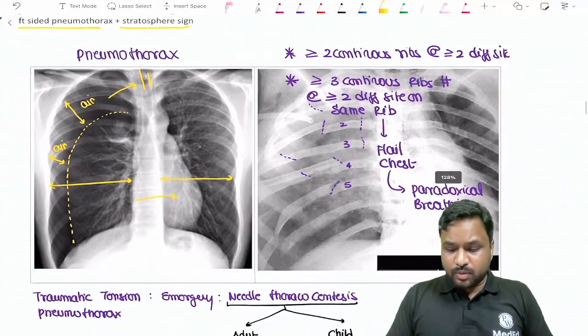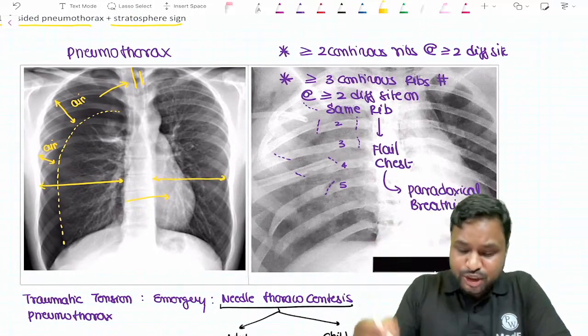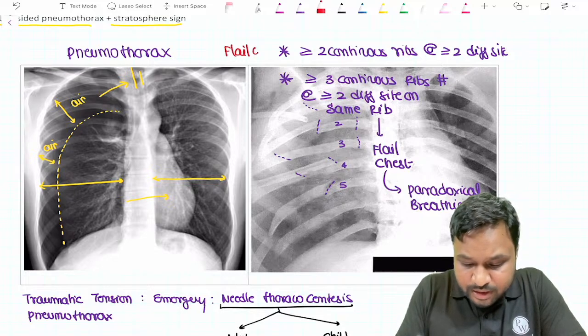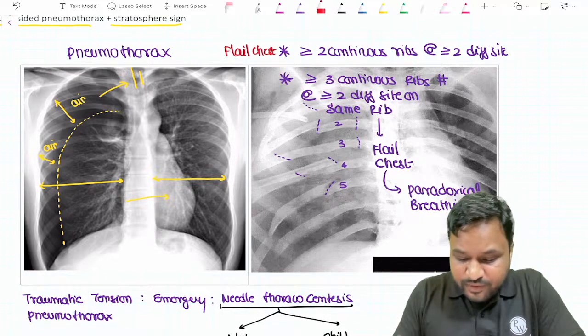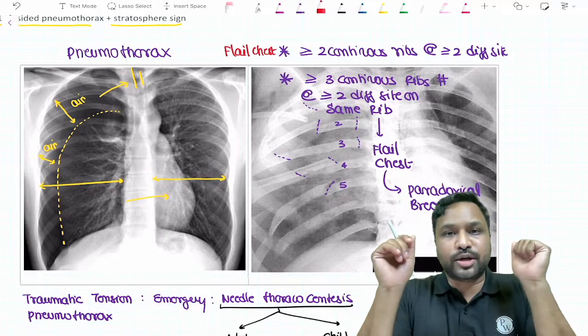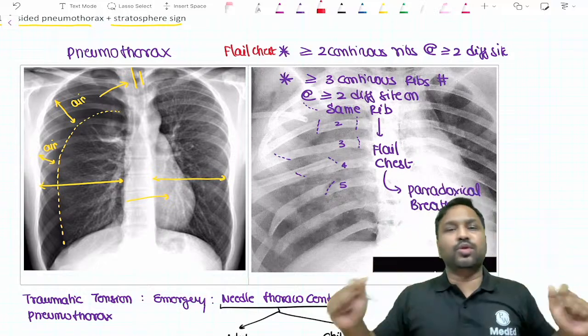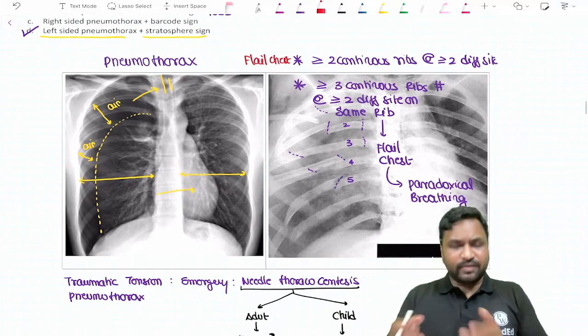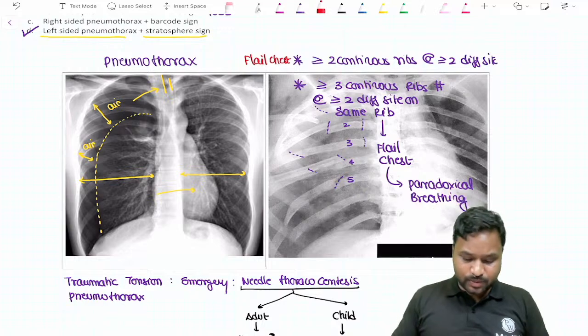That is in terms of pneumothorax. What is the standard definition of a flail chest? That is also an exam question. Now, when you talk about flail chest definition, the flail chest is when two or more continuous ribs are fractured at two or more different sites. That is in terms of your flail chest. I've given you the X-ray image for the flail chest as well.